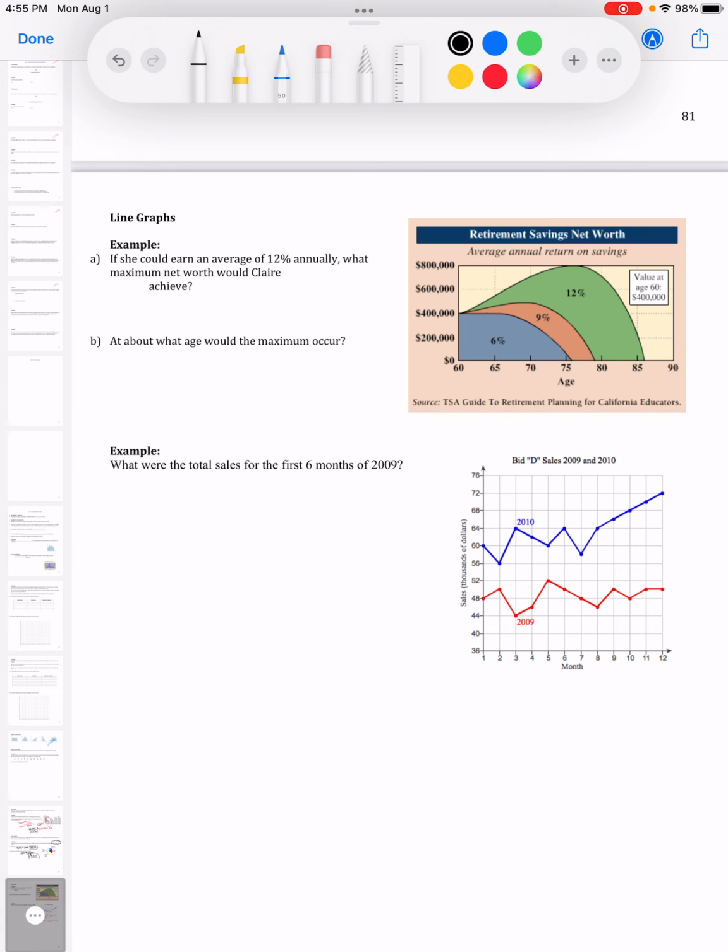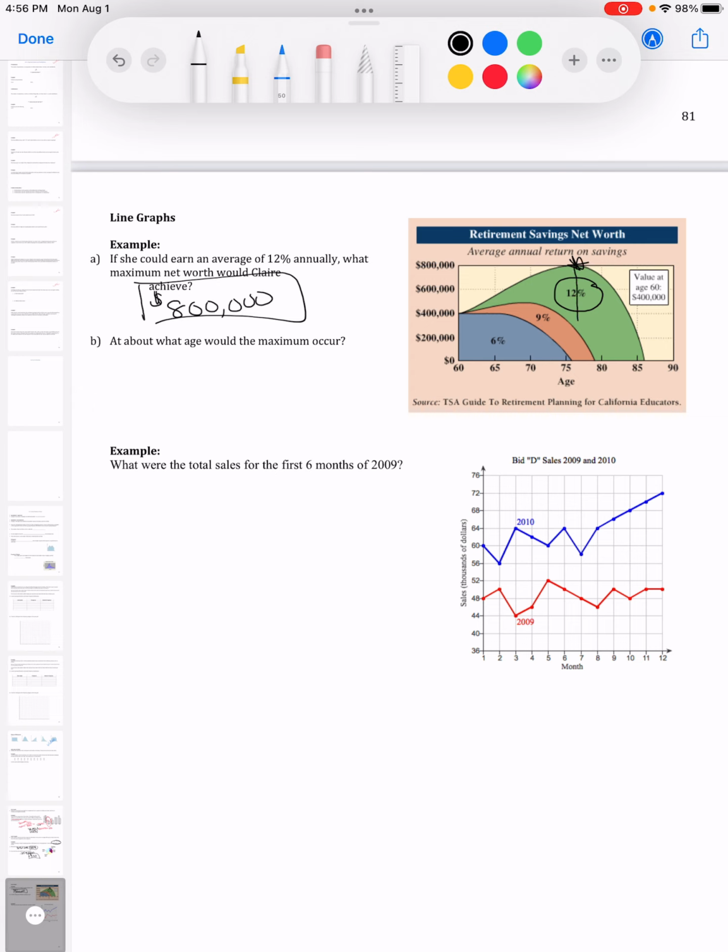We want to know, on average 12% annually, what is the maximum net worth Claire could achieve. So she's in this 12% range here. The maximum is going to be at the top of the 12% mark. So that's going to be $800,000.